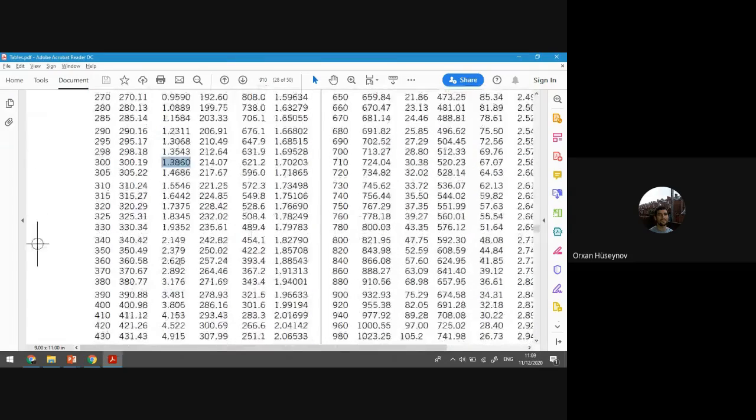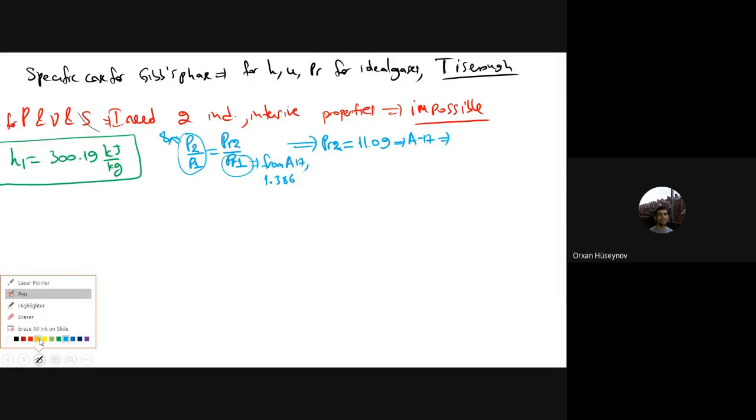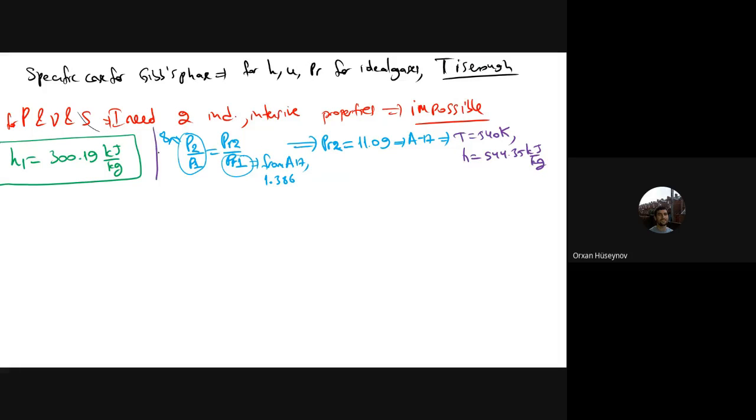That is this column. We have that 11.10 and the 10.37. So let's work out. You can see that the values are very close. Therefore, no need to make any linear interpolation here. It is just that you will have that temperature will be 540 Kelvin and the enthalpy value will be equal to 544.35 kilojoules per kilogram. And this is for the state 2.